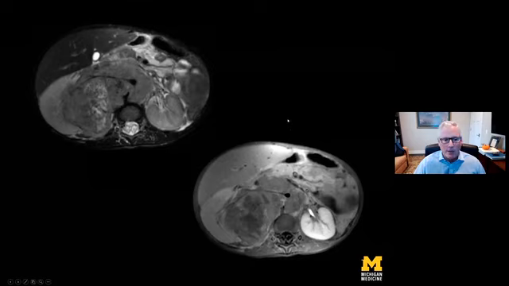I will point out that neuroblastoma can present with hypertension, and you can imagine why, based on the created renal artery stenosis and/or a paraneoplastic process from the tumor itself.